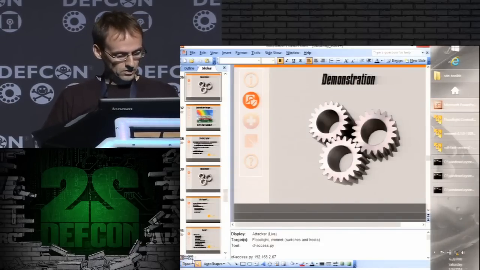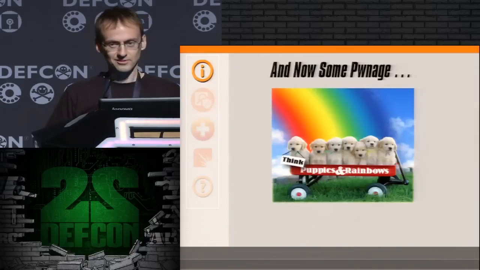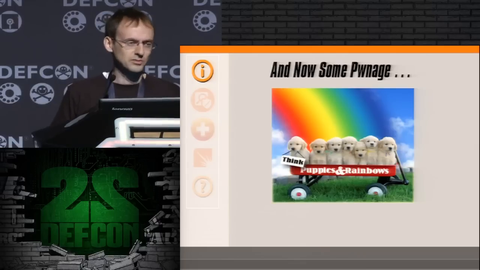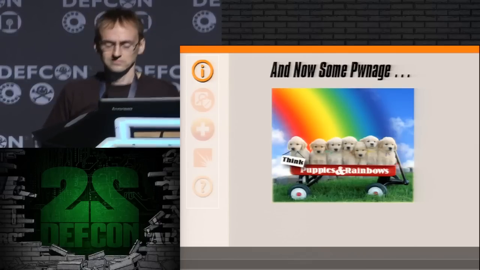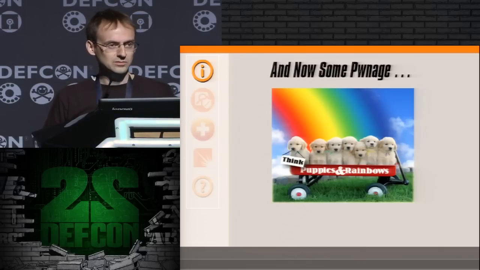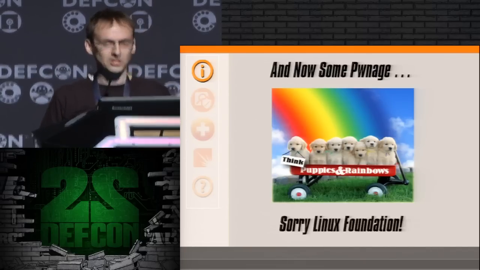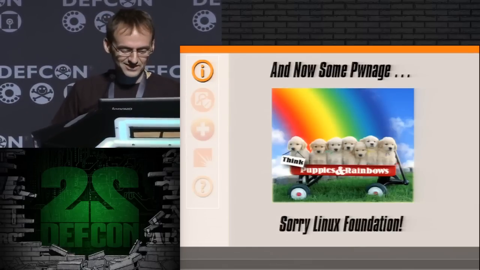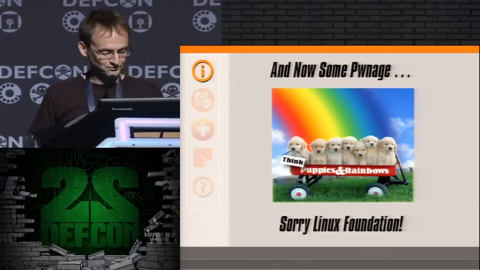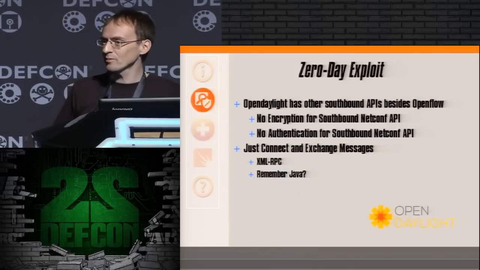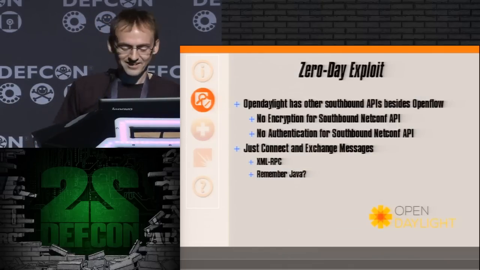Okay. So I talked about OpenDaylight. It's a little indirect, right? There's a small problem with OpenDaylight, a little bit of a problem. So I found that, and we're going to go ahead and exploit that weakness. Exploit OpenDaylight. Sorry, Linux Foundation. No puppy dogs and rainbows for you. All right, so this is awfully detailed, probably more detailed than it should be.